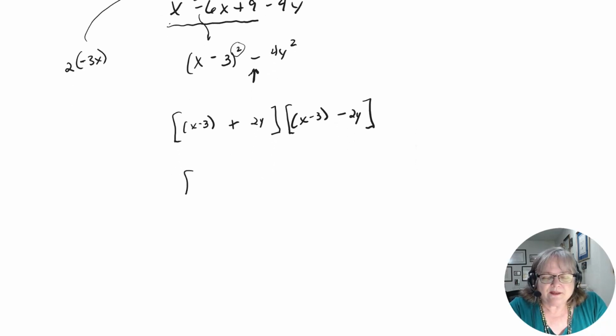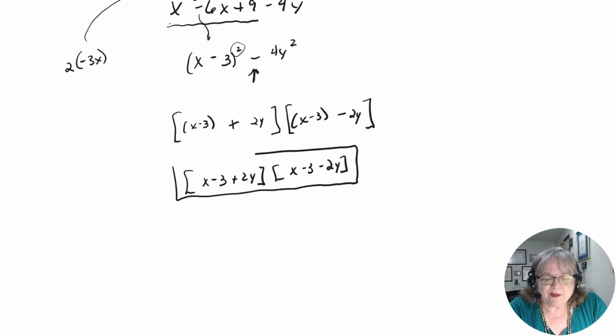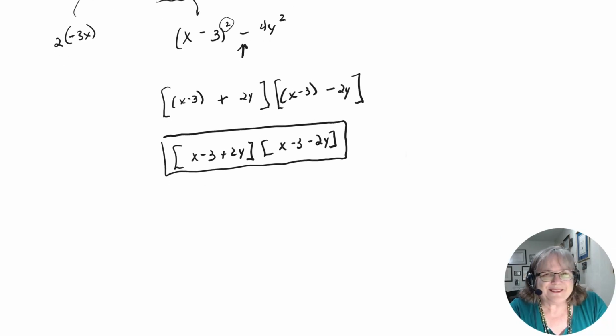So I can take these inner parentheses off and say it's x minus 3 plus 2y times x minus 3 minus 2y. And if you multiply that all out, you will get back up to the beginning. And if you don't believe me, you should check it out.